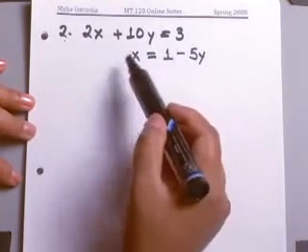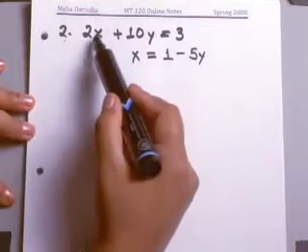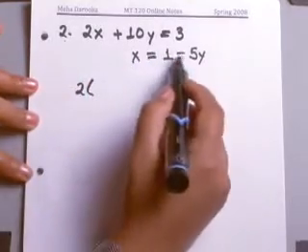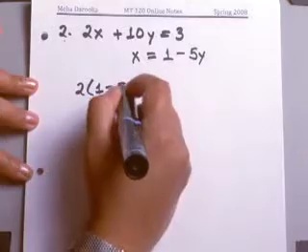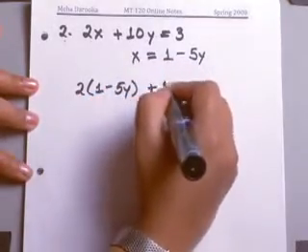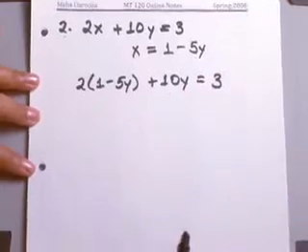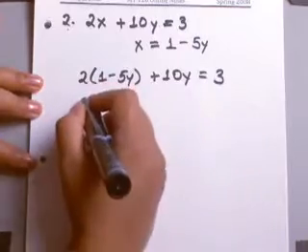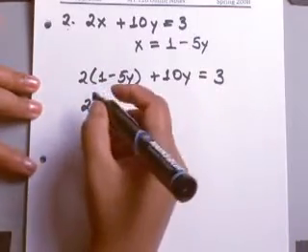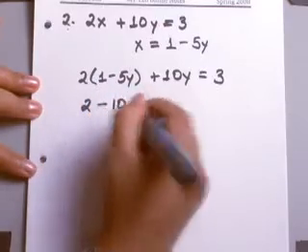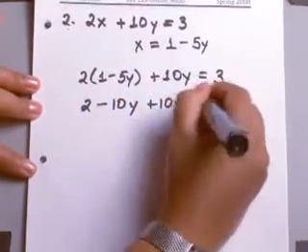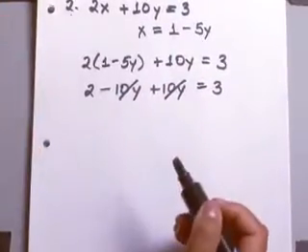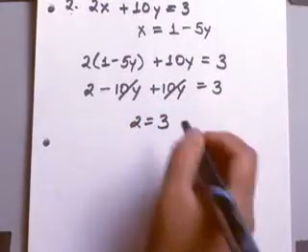So what we can do is take this second equation and substitute into our first one for x, and you will end up with 2 times, instead of x, we'll go ahead and put 1 minus 5y, then you have plus 10y equals 3. Again, you will notice this equation now is all in terms of the y variable. Let's go ahead and solve this. You end up with 2 minus 10y plus 10y equals 3. Your 10y's cancel out, negative and positive becomes 0, and you are left with 2 equals 3.